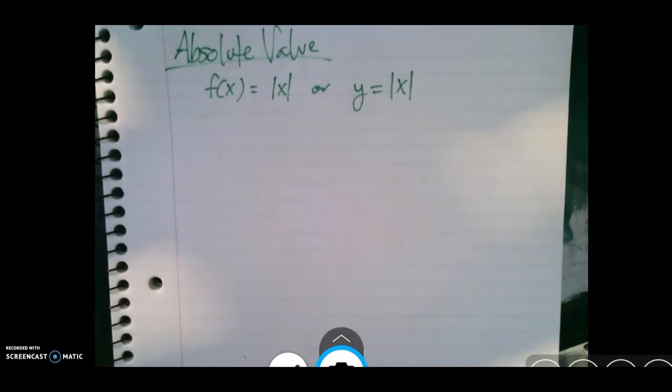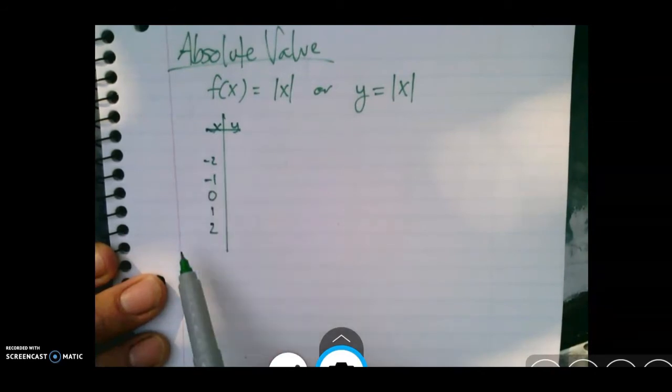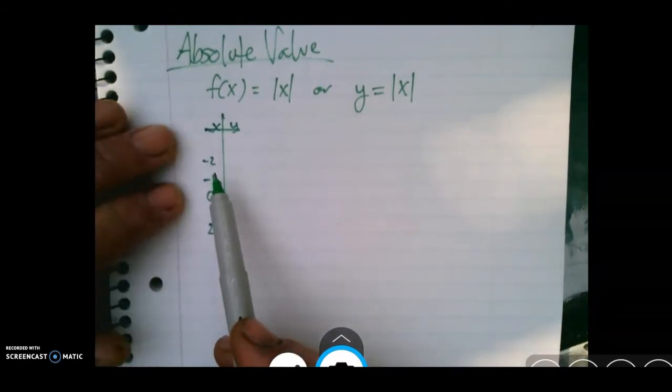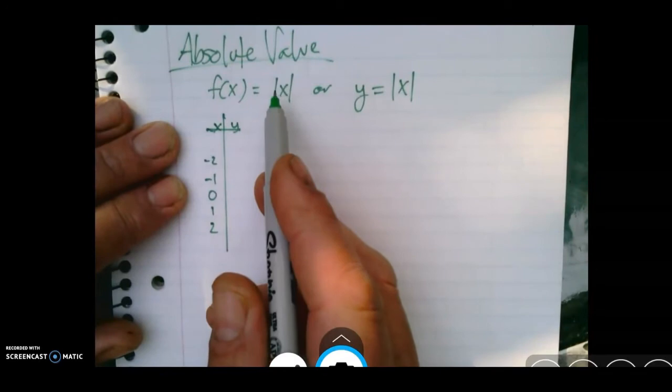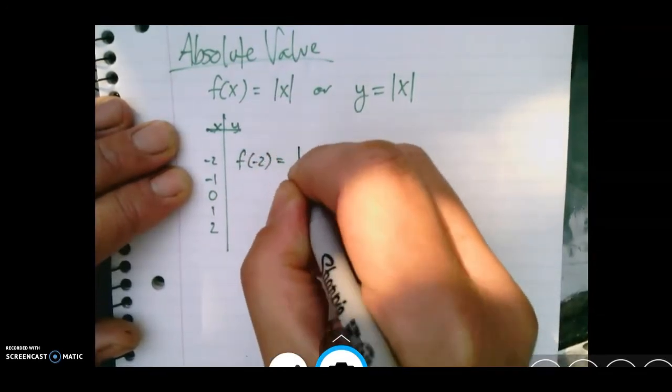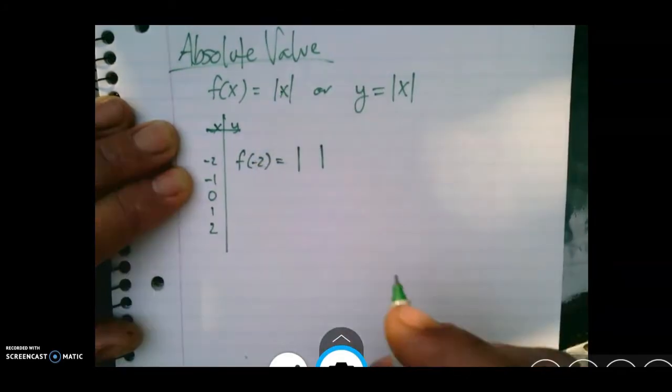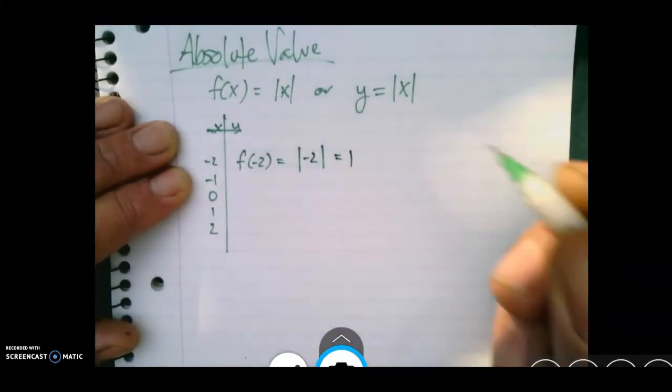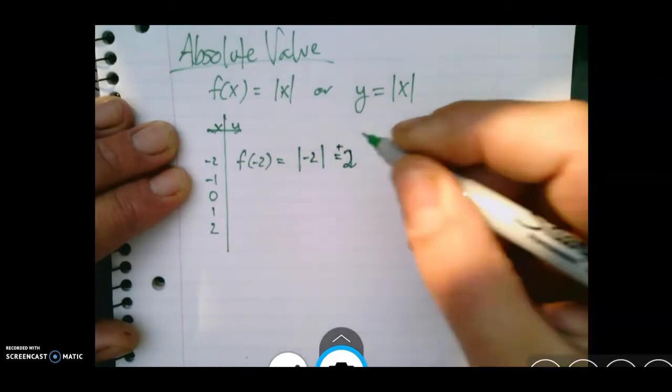So let me go ahead and make a table of values. In my table of values, I included negatives this time. That's going to be really important. Now, if you're thinking, doesn't absolute value turn everything positive? Yes. f of -2 would mean plug in -2 inside there, which would just turn it to a +2.